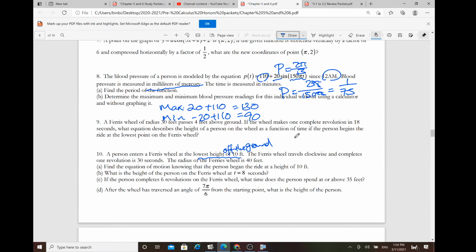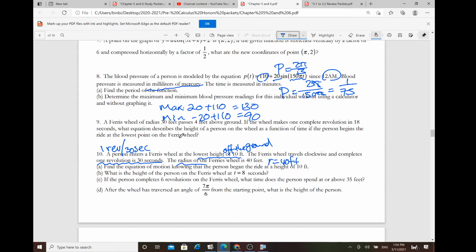And the Ferris wheel travels clockwise and completes 1 revolution in 30 seconds. So clockwise, that's why I put it as a negative. And the radius of the Ferris wheel is 40 feet. Okay, so radius 40 feet, 1 complete revolution, 30 seconds. And find equations of motion, knowing that the person began to ride at the height of 10 feet.